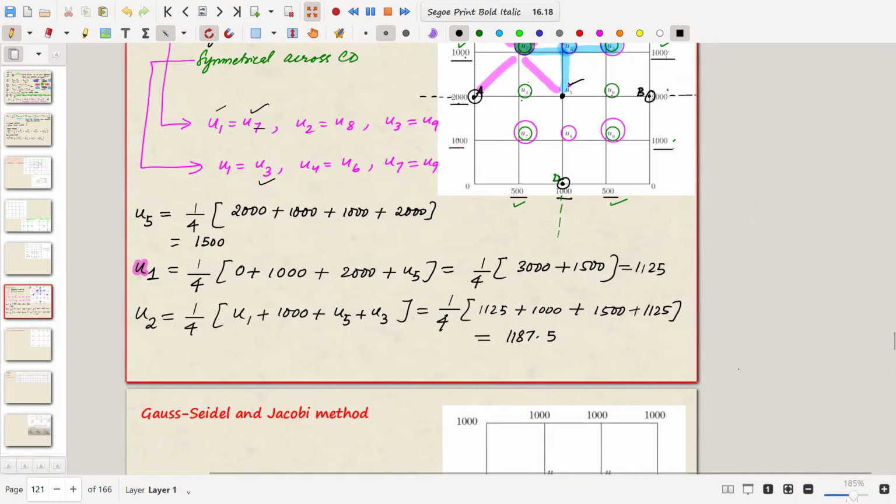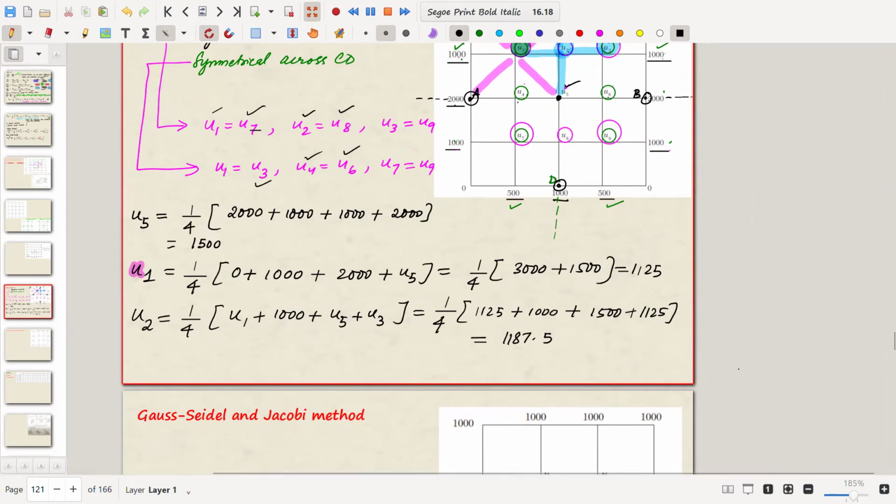What else is remaining? If you found U2, that means U8 and U6 you already found out. U9 also you found out. U1 equals U3, U3 equals U9. What else is remaining? I think we found everything. No? Because U7 is U9, U1 equals U7. So everything is computed. Do we need to find any other thing? Yes, exactly. U4 has not been found.